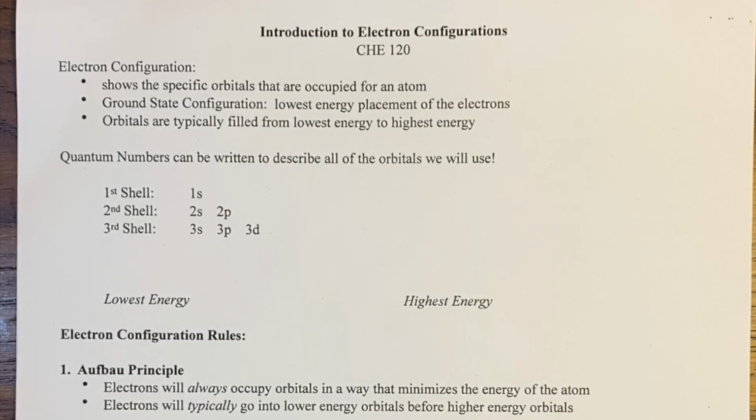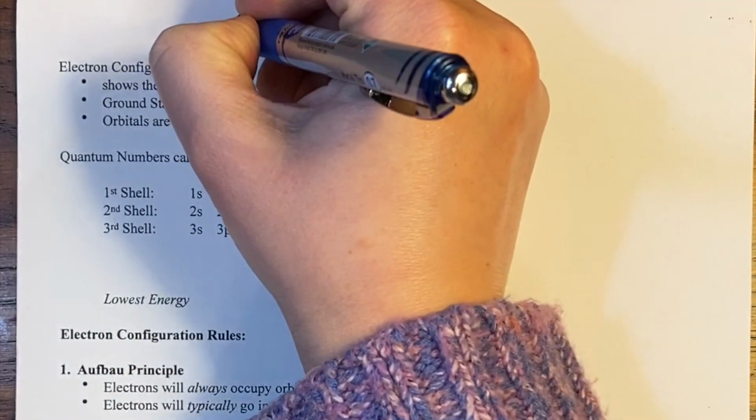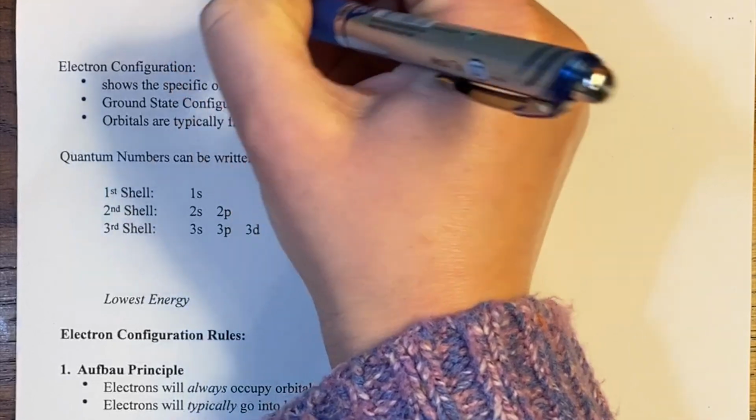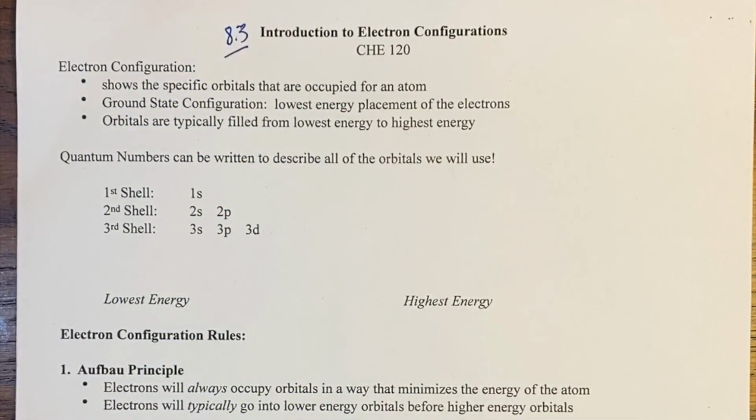I want to go through an introduction with you on electron configurations. In your textbook, this is covered in section 8.3. Now, as we get into the details of electron configuration, what this is going to do is show the specific orbitals that are occupied with electrons for an atom.